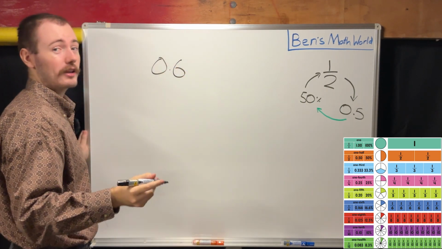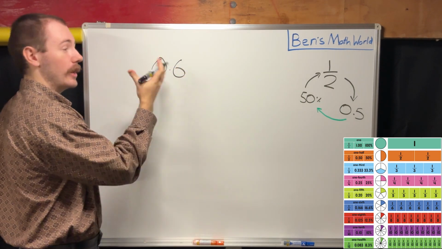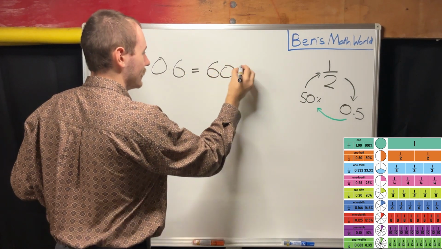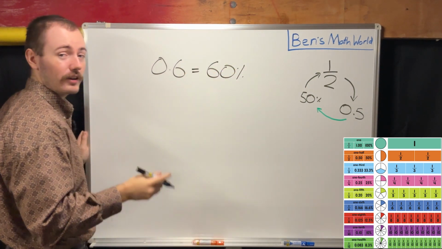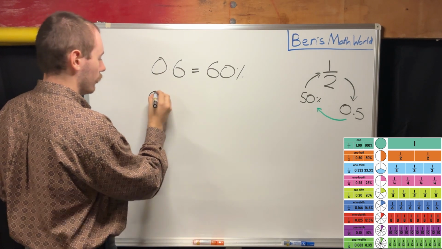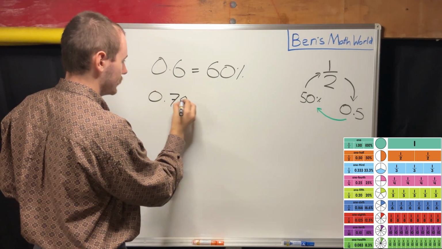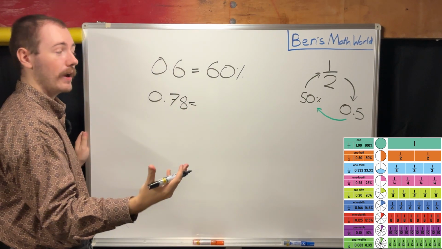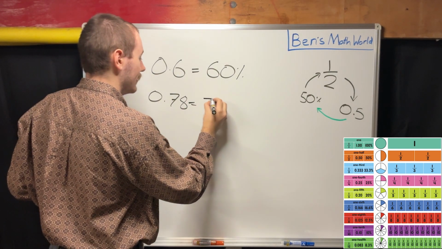0.6. Now what is that as a percentage? Multiply it by 100. It is 60%, right? Multiplied by 100. Let's try 0.78. Now what's that as a percentage? Multiply it by 100. 78%.